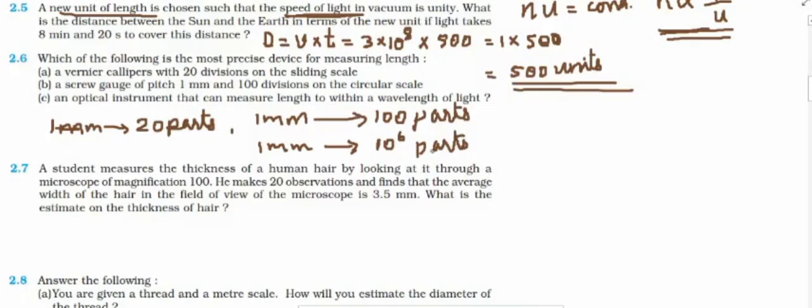So now go back to the question, which of the following is the most precise device? You can give precise in the sense here we have to see maximum precision. Definitely, 1 millimeter is again and again divided. You can see here 10 power 6 times. Therefore, option C is the correct answer.